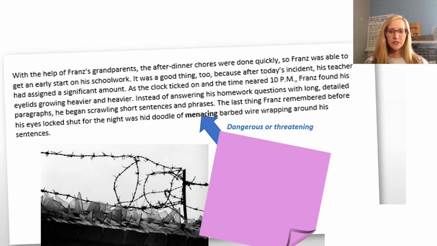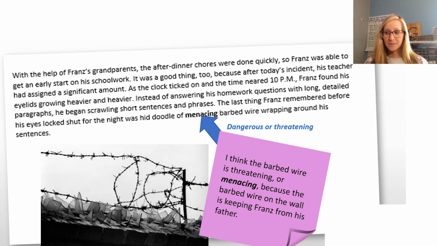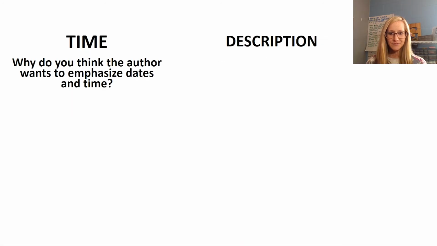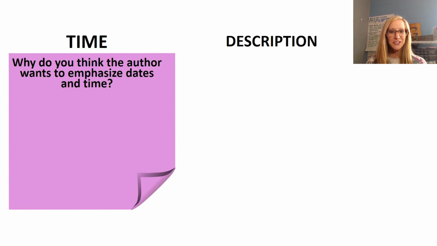Let's go back to our notes about time and description. Okay, readers. Today I asked you to think about two different things that strong authors do, and that's where they develop time and develop the setting in that way. So I want you to ask yourselves, why do you think the author wants to emphasize dates and time? We talked about that earlier, that we noticed on Franz's watch, the author's developing time. The chapters are written by dates.